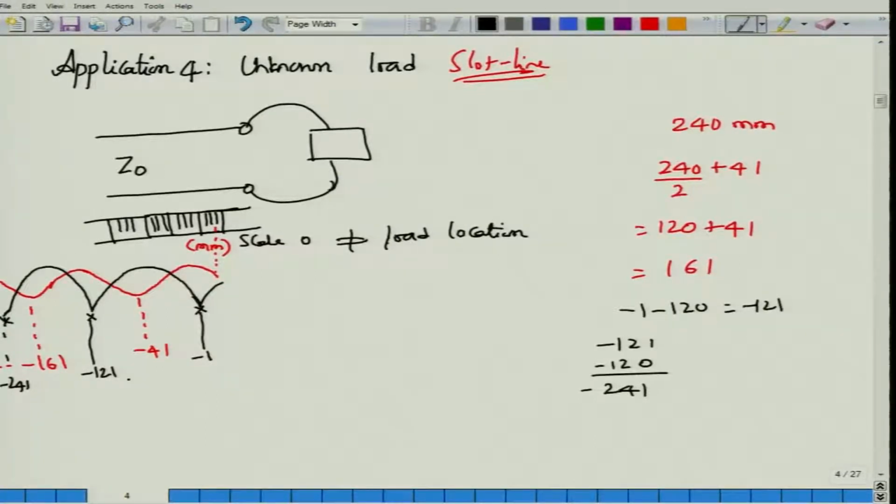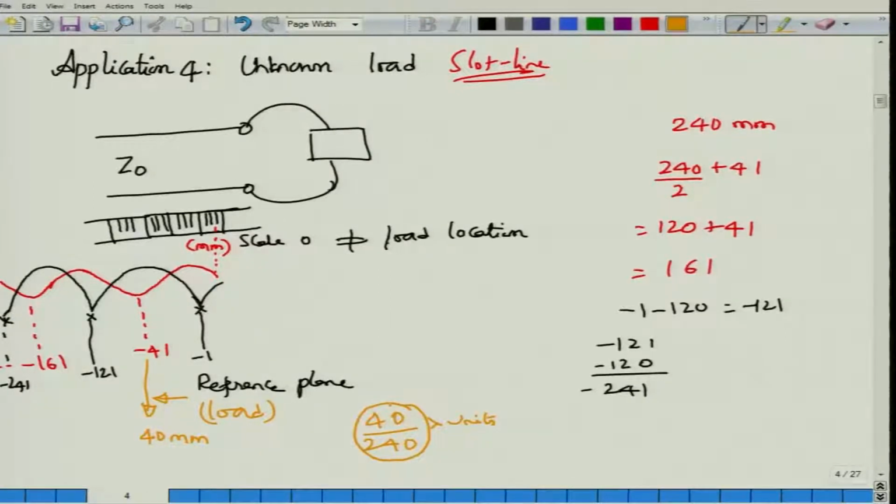Now, you observe here, if I take this as my reference plane, what is this minus 41 telling me? This is the reference plane which will now act as the load, and the minima with the unknown load is occurring at 40 mm away from the load. 40 mm is the actual physical value. In terms of lambda, that would be 40 divided by 240 lambda units. So, what we are finding is about 4 by 24 or 1 by 6 units of lambda away from the load we have a voltage minima.